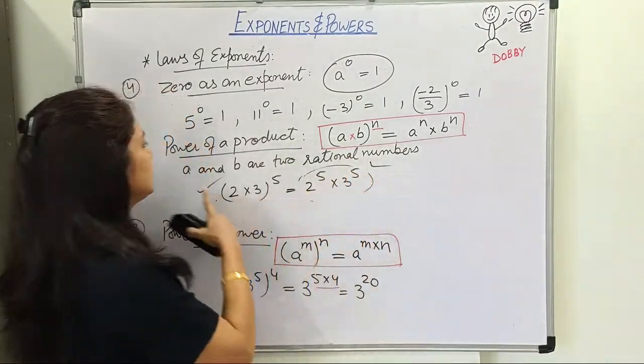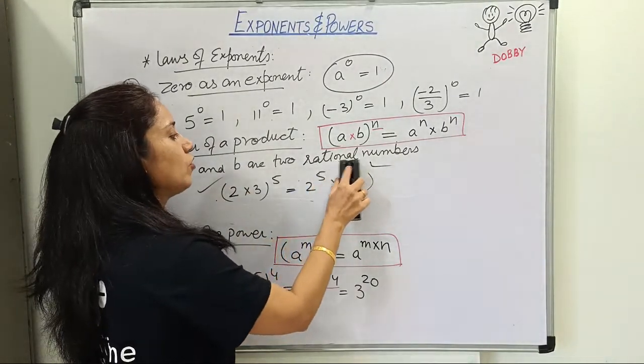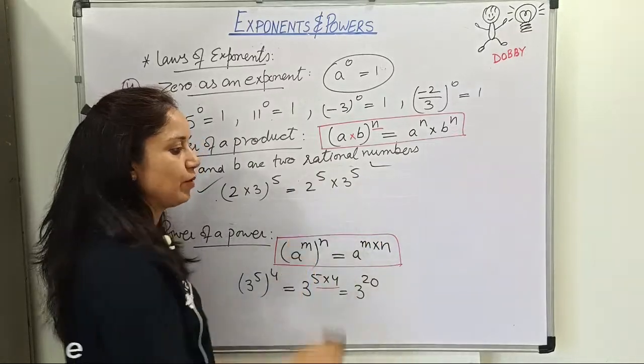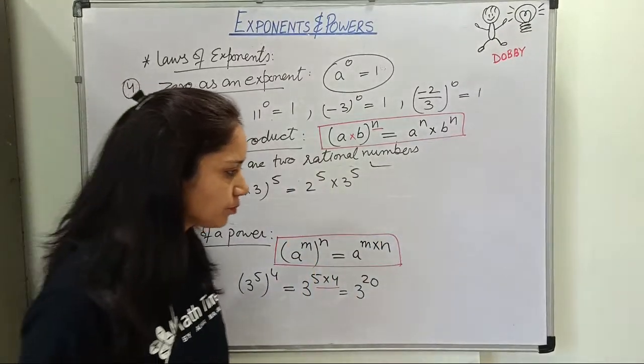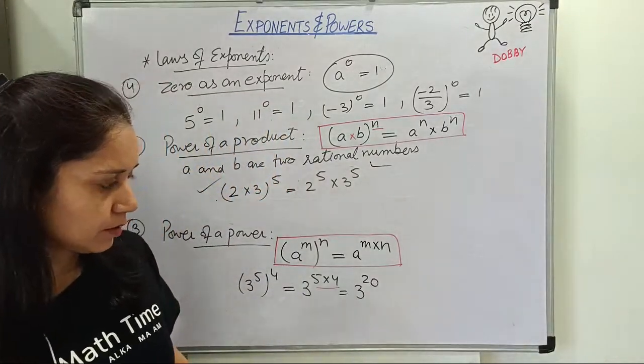Understood? What is power of a product? Power is distributed over the product to both the rational numbers. It is applicable on both. Huma has answered. Adipsa has also answered.